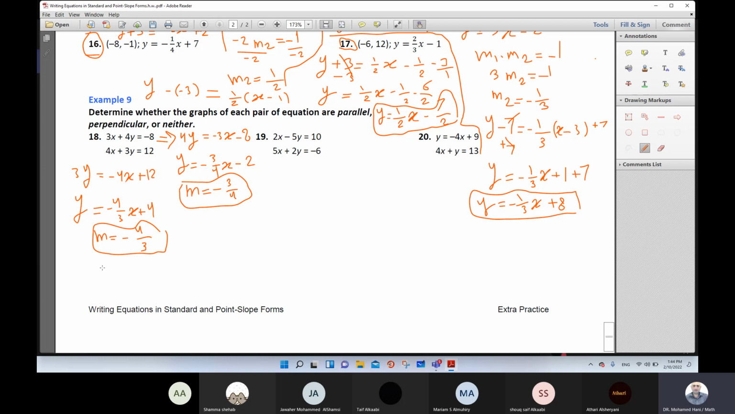So as you see, negative 4 over 3 multiply by negative 3 over 4, negative times negative positive, and 4 over 3 times 3 over 4 will be 1. Not negative 1, this is 1, so not perpendicular. So the answer here will be what? Will be neither.